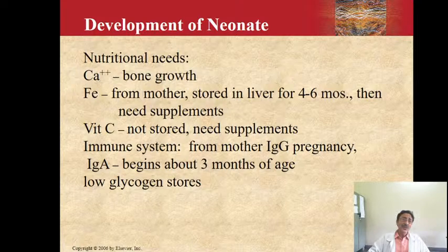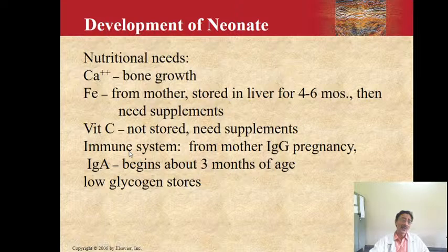Now, what are the nutritional needs of a neonate? Initially, the child needs to be given calcium because it's a growing child. You have to take care of certain supplements, in the form of vitamins. Vitamin C is not stored in the child, so they need supplements. Iron supplements are to be given so that it builds up, and in the liver it is stored for 4 to 6 months for adequate bone growth. Calcium supplements have to be given.